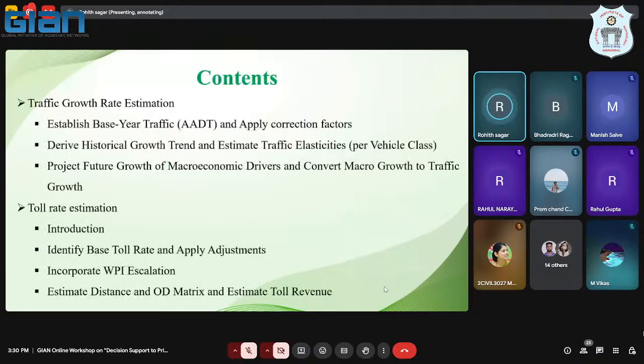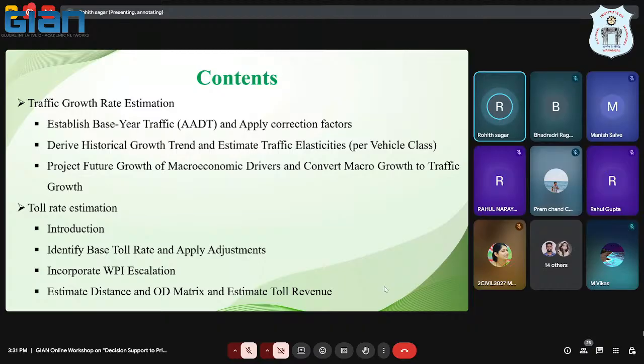The contents of this topic start with traffic growth rate estimation. In this, we are going to discuss how to establish base year traffic AADT and how to apply correction factors to it, how to derive the historical growth trend and estimate traffic elasticities, how to project the future growth rate of macroeconomic drivers, and how to convert that macroeconomic growth rate to traffic growth rate.